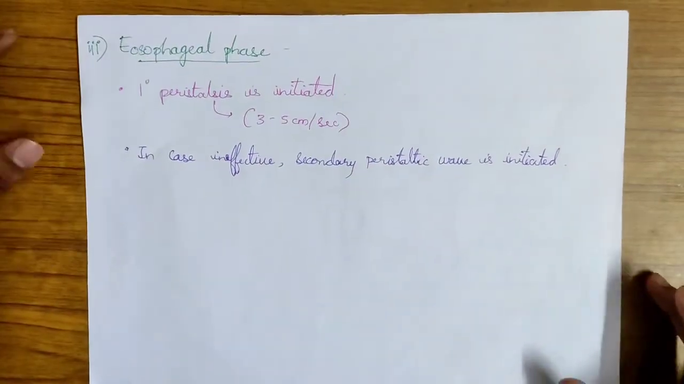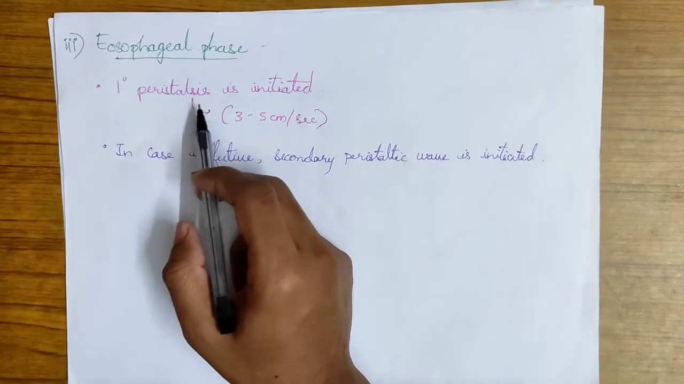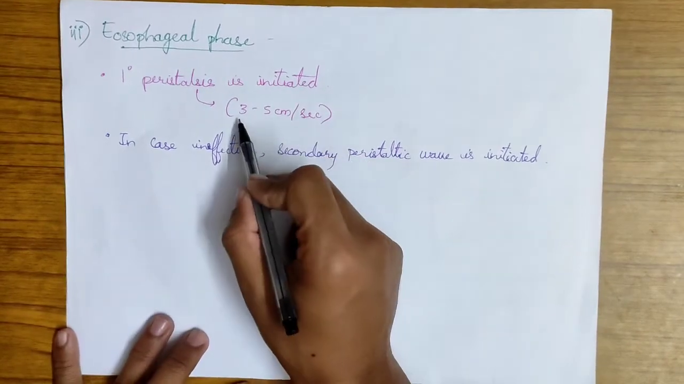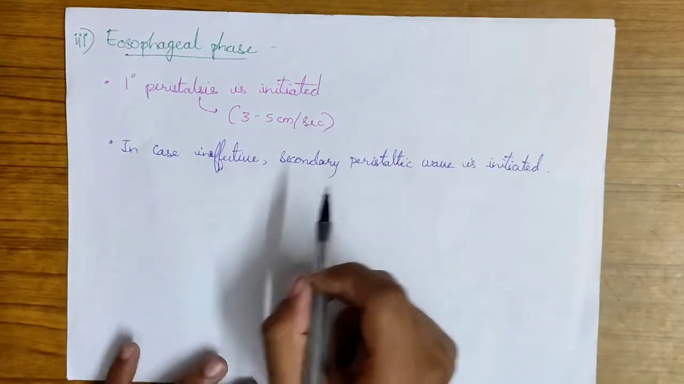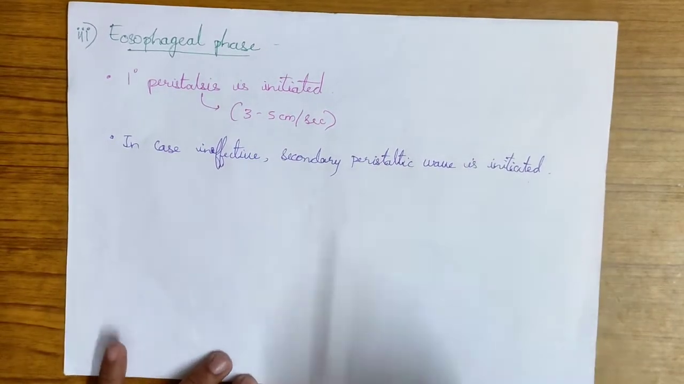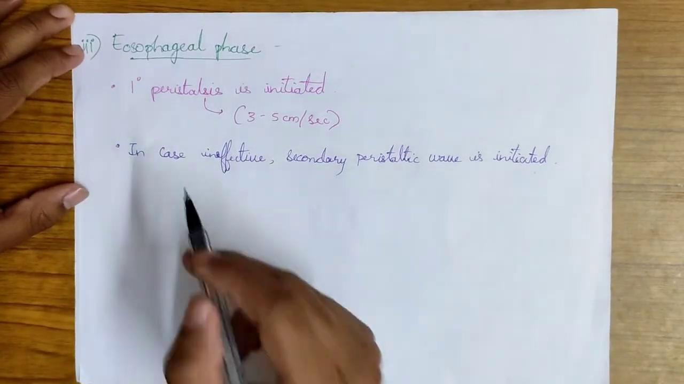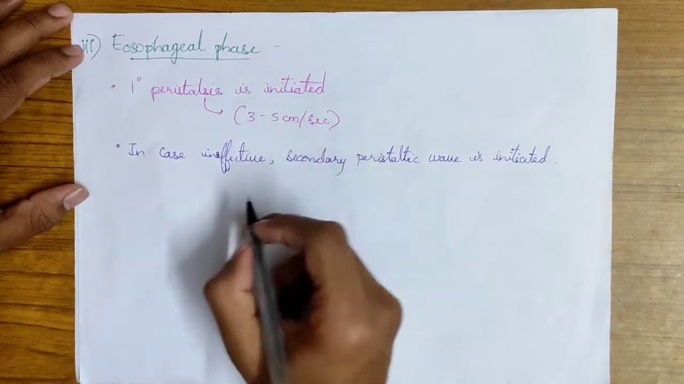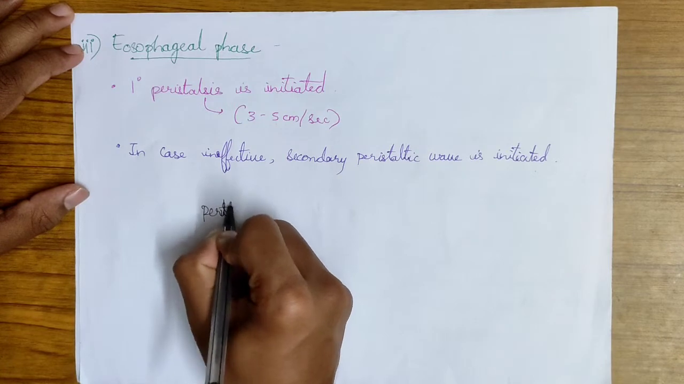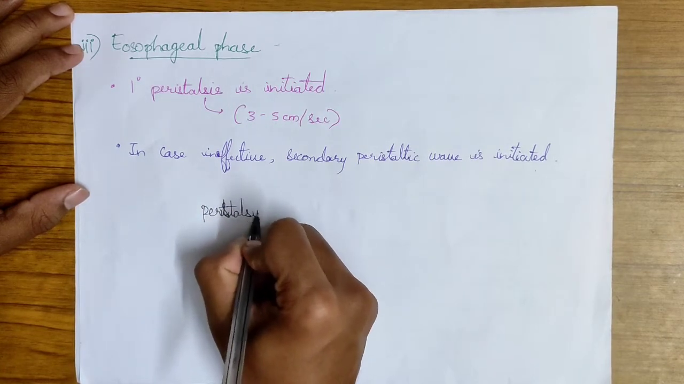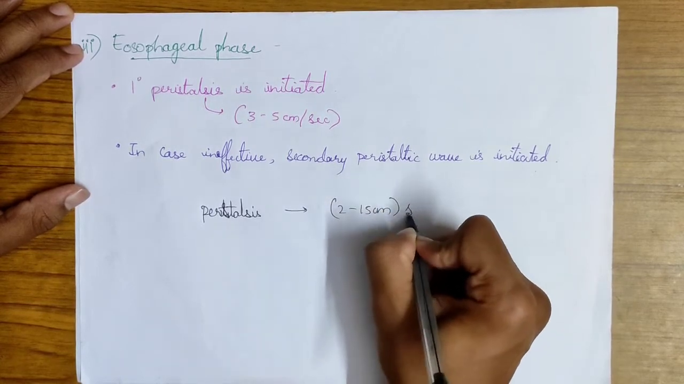Esophageal phase is the last phase in the deglutition process. Here, the primary peristalsis is initiated. This is almost a 3 to 5 cm per second wave. If it is ineffective, the secondary peristaltic wave is initiated. Talking about the peristalsis, peristalsis can be 2 to 15 centimeters per second in the entire gut.